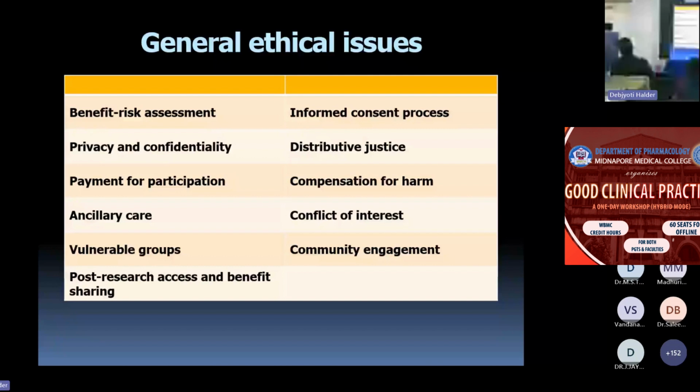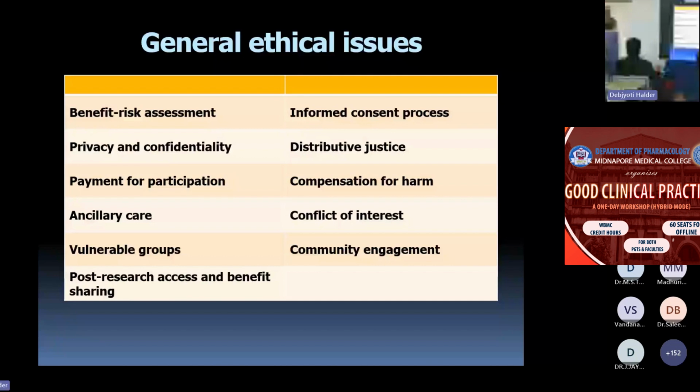So it is the responsibility of the ethics committee to decide how much is ethical considering the circumstances of the case. So payment for participation is per se not unethical, but you have to be on guard regarding how it is implemented. Ancillary care, vulnerable groups, post-research access, we'll be speaking a little bit about them. Informed consent process, distributive justice, Shaptoshi has spoken about it. Compensation for harm, we have spoken about it. Conflict of interest, already covered. Community engagement.